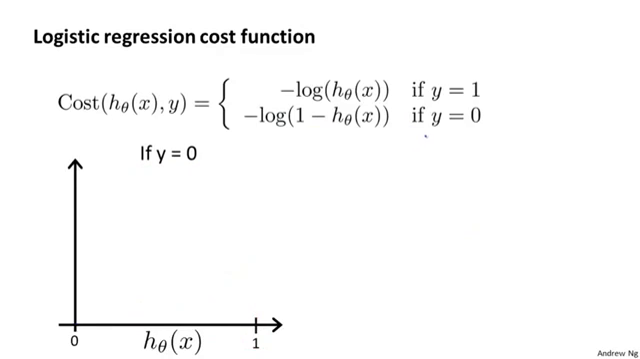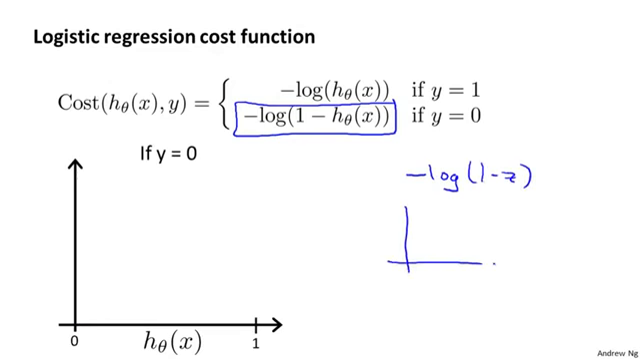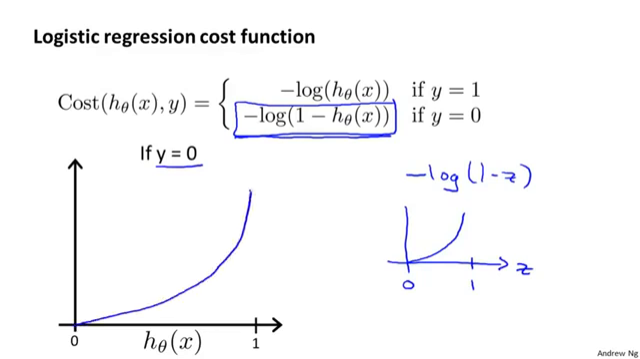Let's plot the cost function for the case of y equals 0. So if y equals 0, that's going to be our cost function. If you look at this expression and if you plot minus log 1 minus z, if you figure out what that looks like, you get a figure that looks like this, which goes from 0 to 1 with the z-axis on the horizontal axis. So if you take this cost function and plot it for the case of y equals 0, what you get is that the cost function looks like this. And what this cost function does is that it blows up, or goes to positive infinity, as h of x goes to 1.